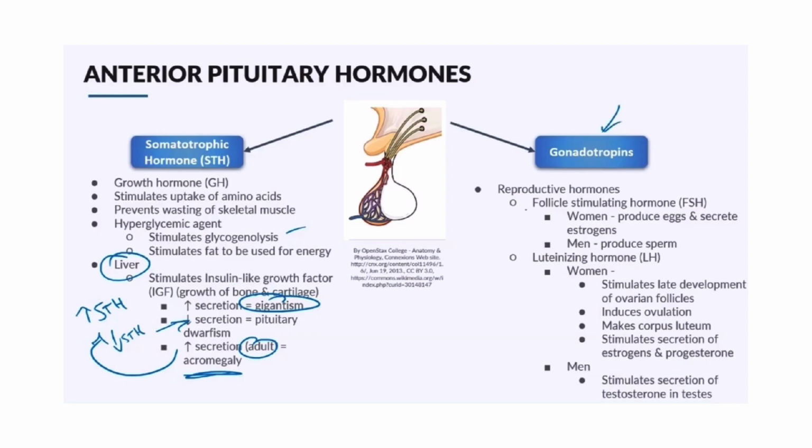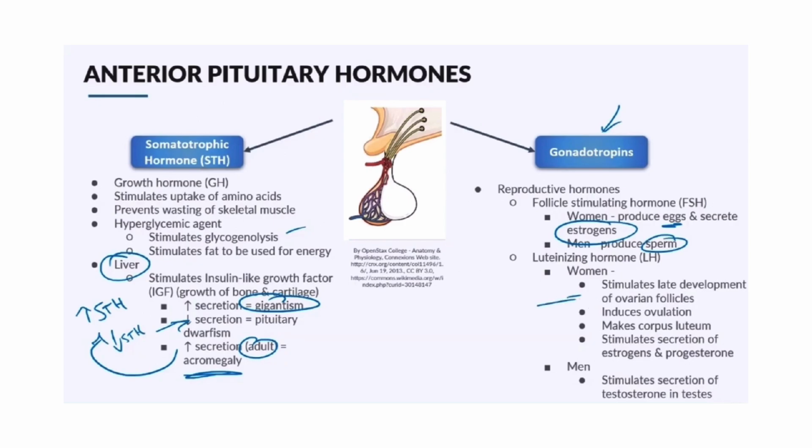Now, when we look at reproductive hormones, these are going to be called gonadotropins. And the gonadotropins that we look at are FSH, the follicle-stimulating hormone, and then the luteinizing hormone. Now, the follicle stimulating hormone in women produces eggs and secretes estrogen, whereas in men, it helps to produce sperm. Now, the luteinizing hormone in women does several things, especially during pregnancy.